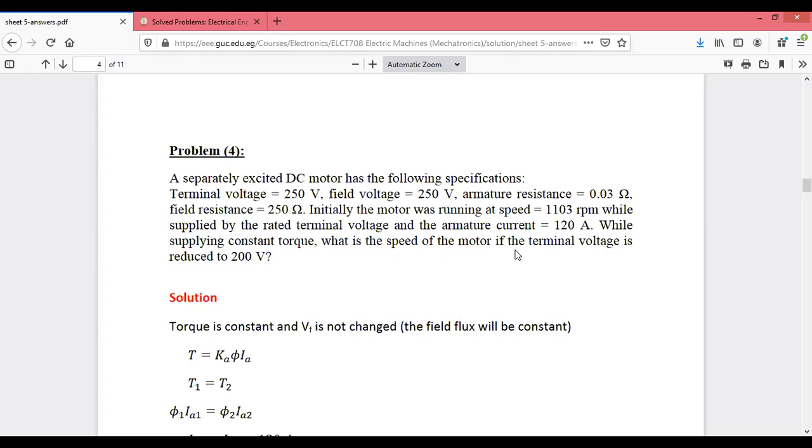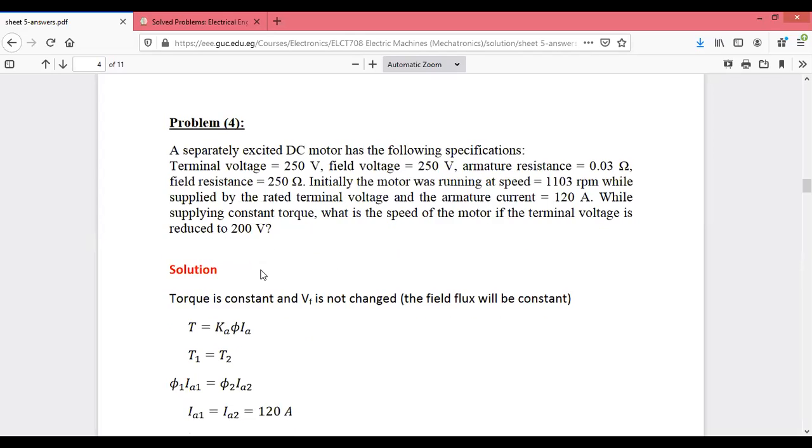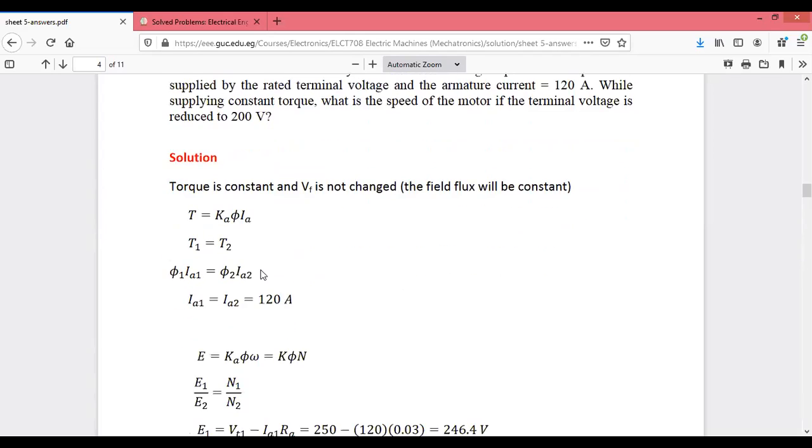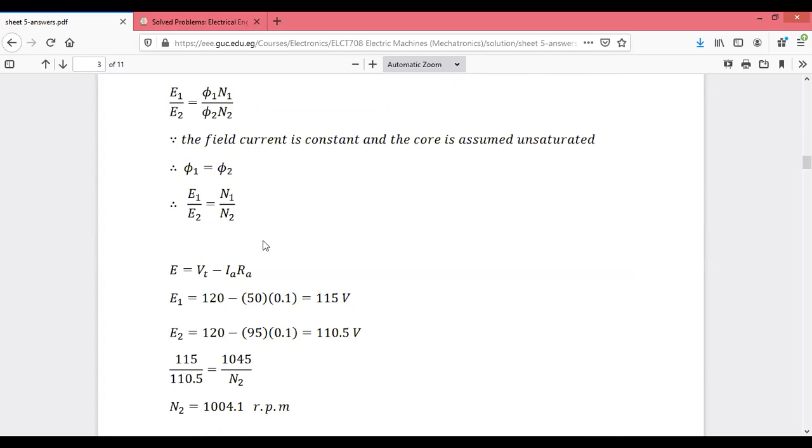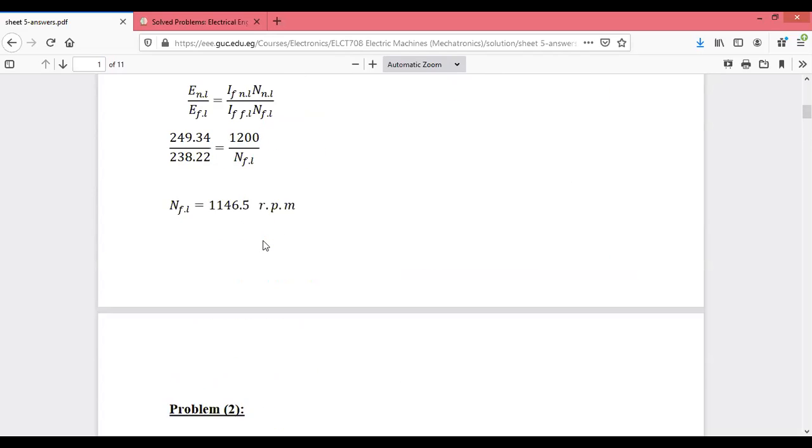What is the speed of the motor if terminal voltage is reduced to 200 volt? So they have given that voltage is 200 volt. But now torque will not change, it will remain constant. So you have the equation T1 equal to T2, and if you consider that the motor is not saturating, it is unsaturated, here we have considered phi 1 equal to phi 2.